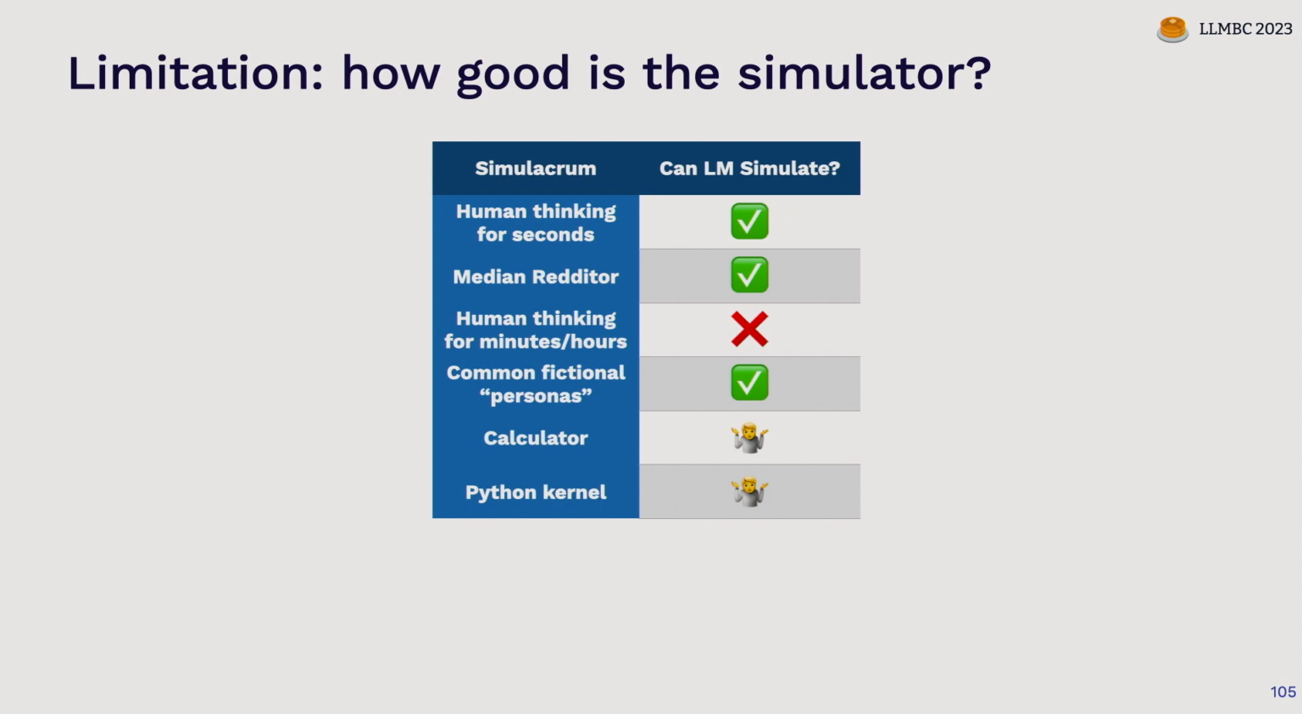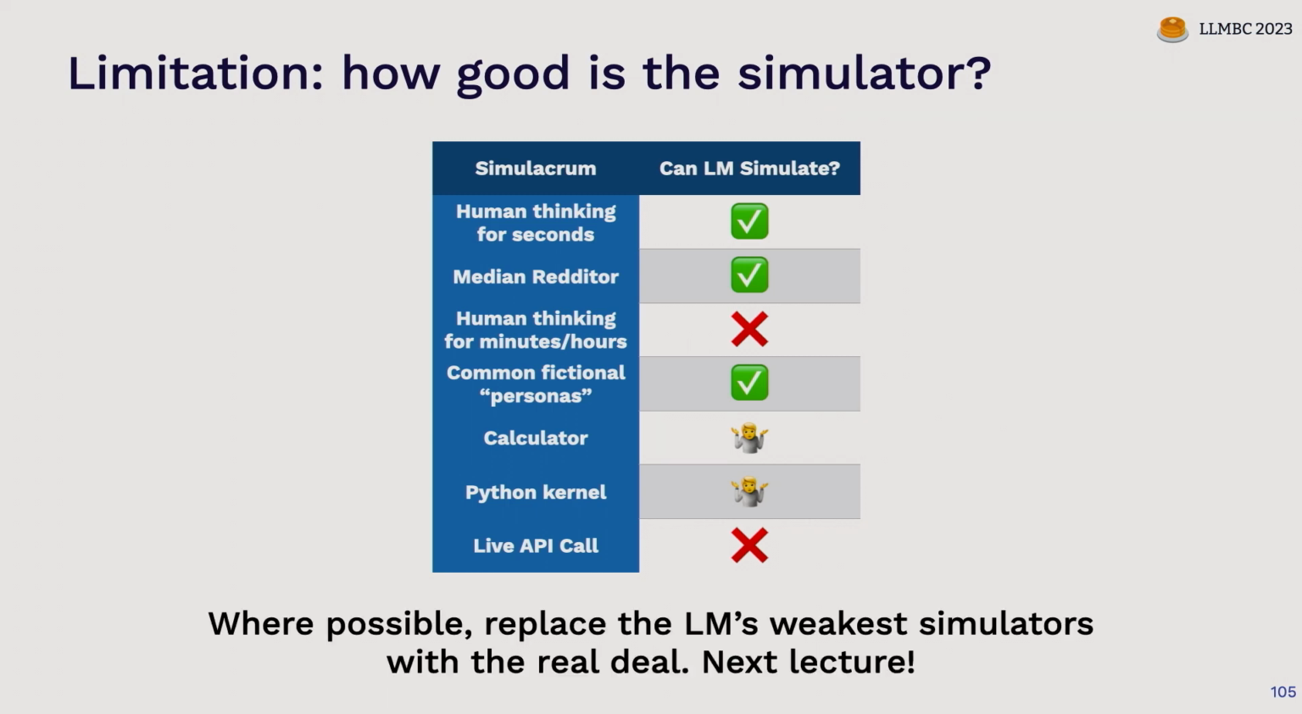And then for processes that are maybe harder to follow, like a calculator or a Python kernel, the model can actually do a surprisingly decent job at simulating those things. But that's probably not the most effective way to get the model to use tools like this, and we'll talk about a more effective way to do it in a little bit. Where possible, rather than having the model do the things that it's weak at, you want to have it do the things that it does well, and then replace the weaknesses with the real deal, like the actual human thinking or the actual live API call or Python kernel. We'll talk about that when we talk about how to augment language models.